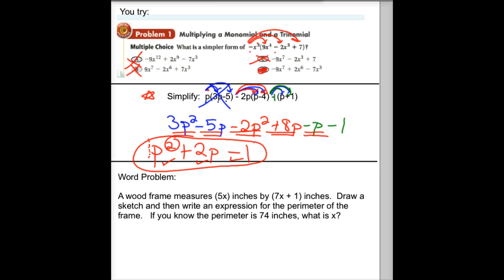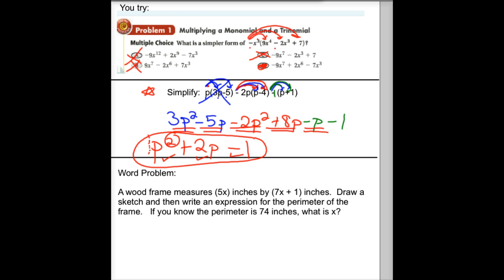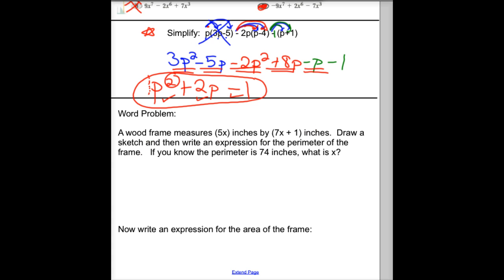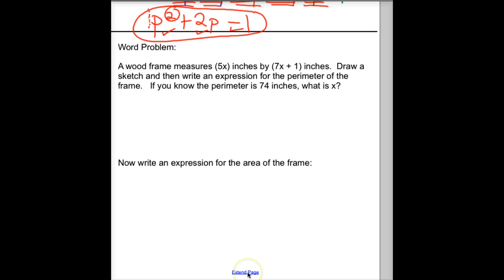All right, so the next one up is a word problem. The word problems in this chapter are primarily geometry based. So let's go take a look at this one. I've got a wood frame. It is measuring 5x by 7x plus 1. It says draw and sketch, I already did, and then write an expression for the perimeter.